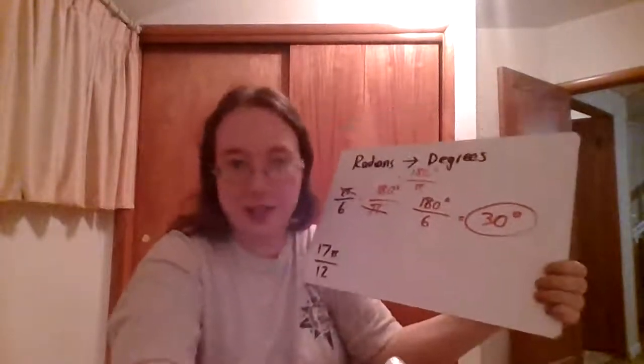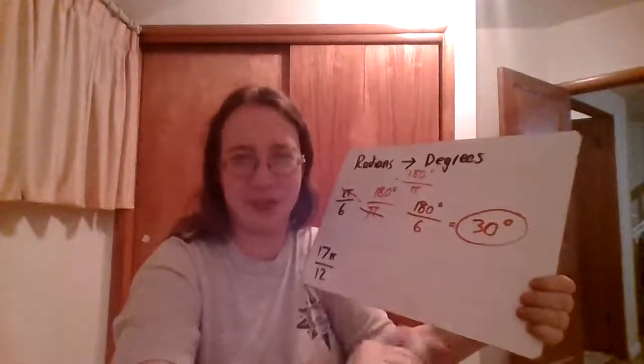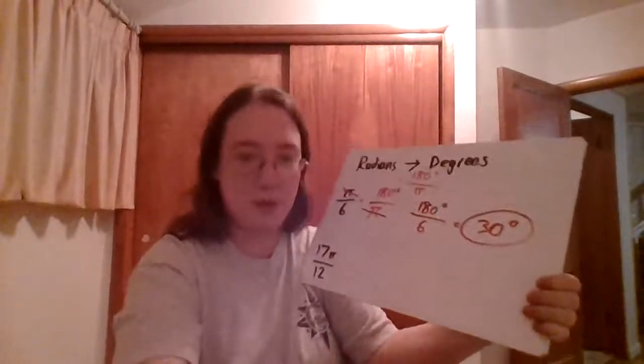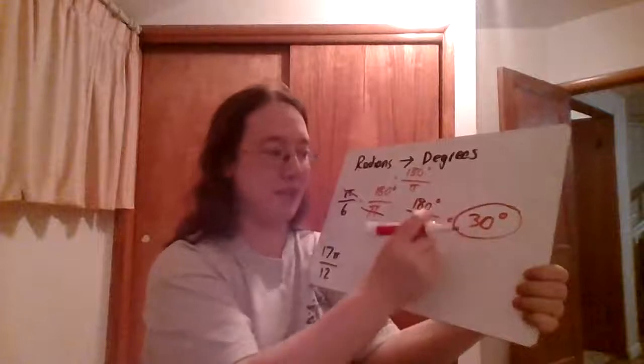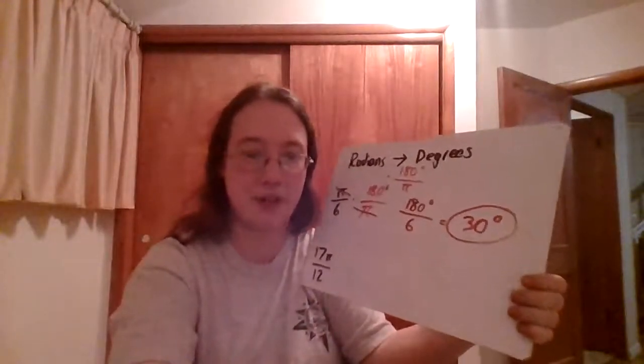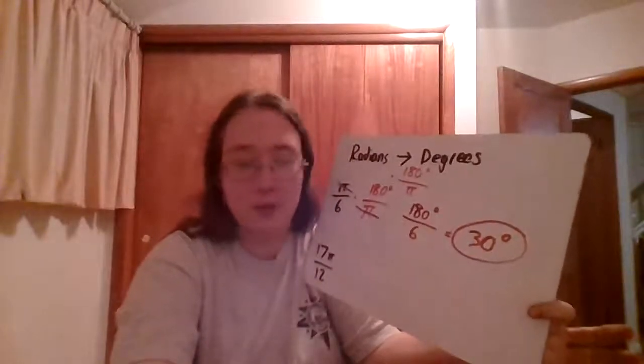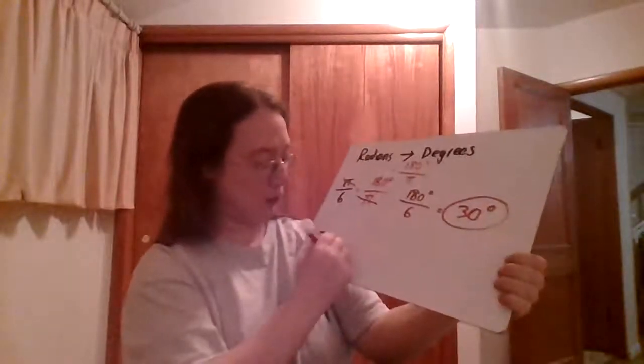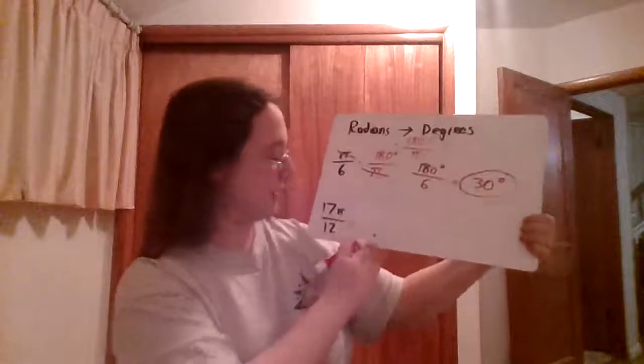So don't change your pi's into decimals. Just a heads up that if you did, and if you rounded those decimals, you might end up with something close to 30, depending on how you rounded them and how many decimal points you gave them. I would just not turn them into decimals in the first place, but technically it's not wrong if you do. Okay, let's do one more of these.